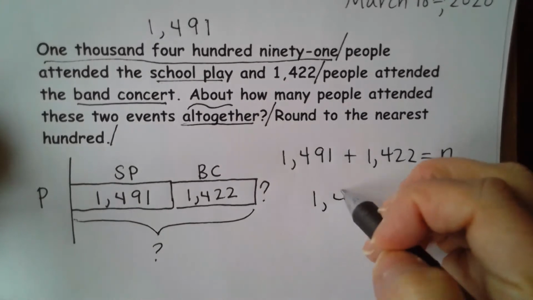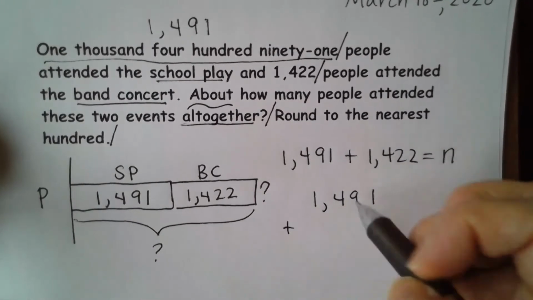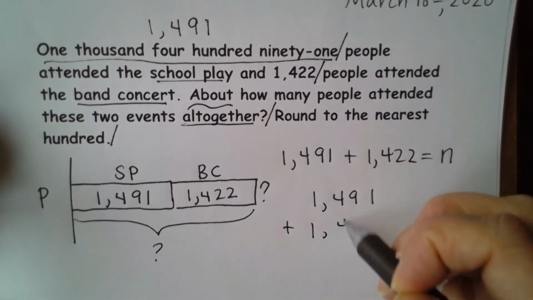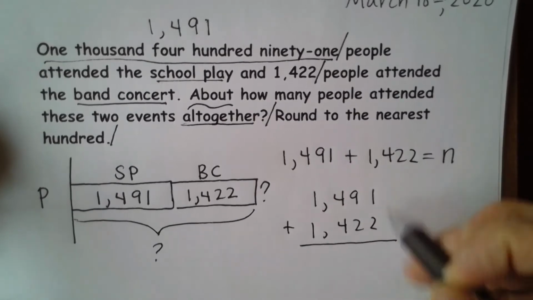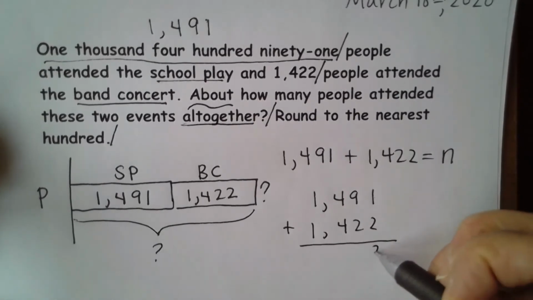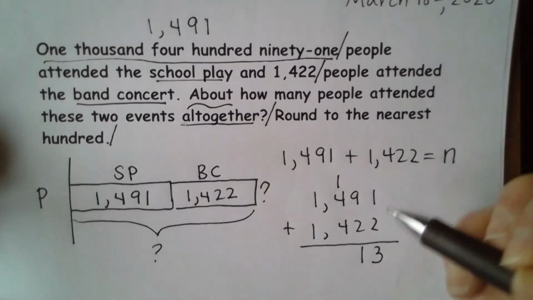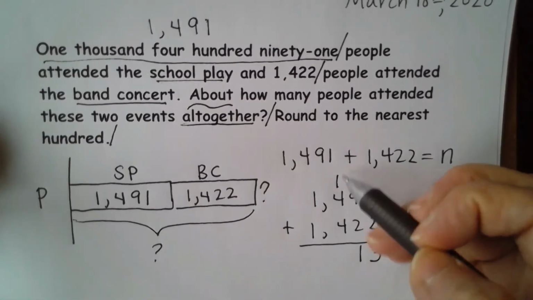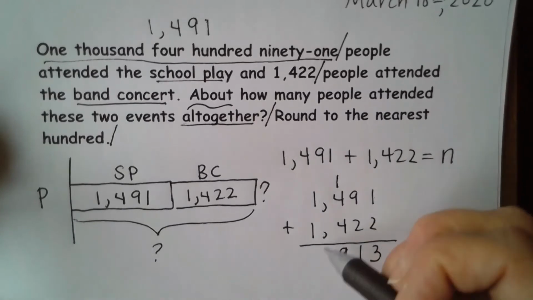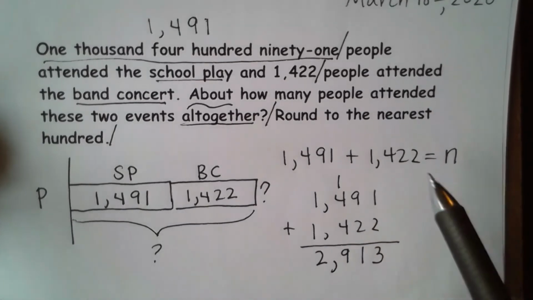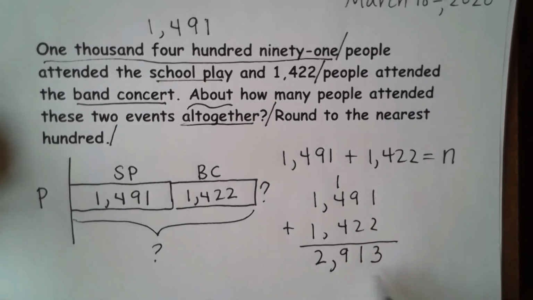So I'm going to line it all up. My column adding. And when I do that, I got 1 plus 2 is 3. 9 plus 2 is 11. Put down the 1, carry the 1, 10. 4 and 4 is 8, plus 1 is 9. And then 1 and 1 is 2. Put the comma in the right spot. Okay, so I know that exactly 2,913 people attended the two events together.